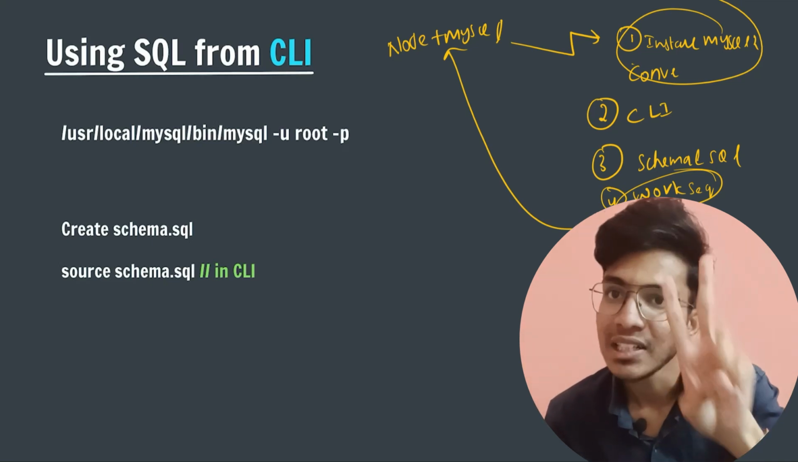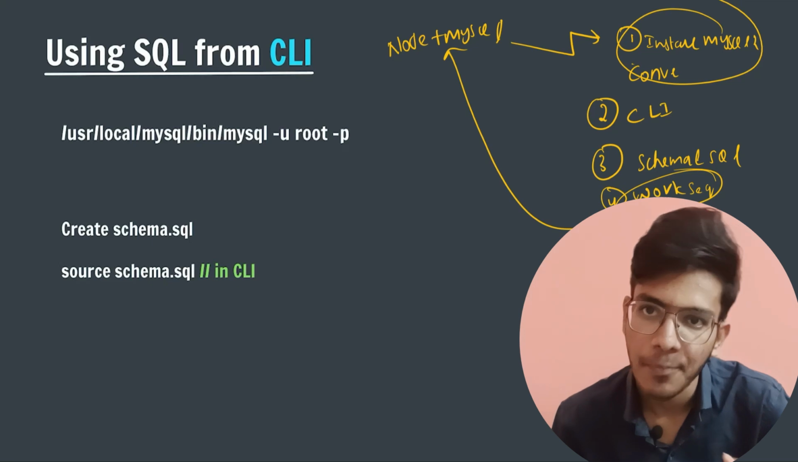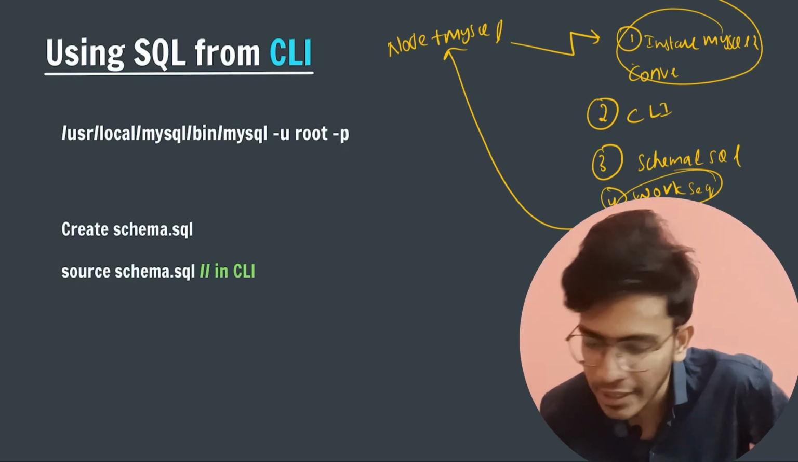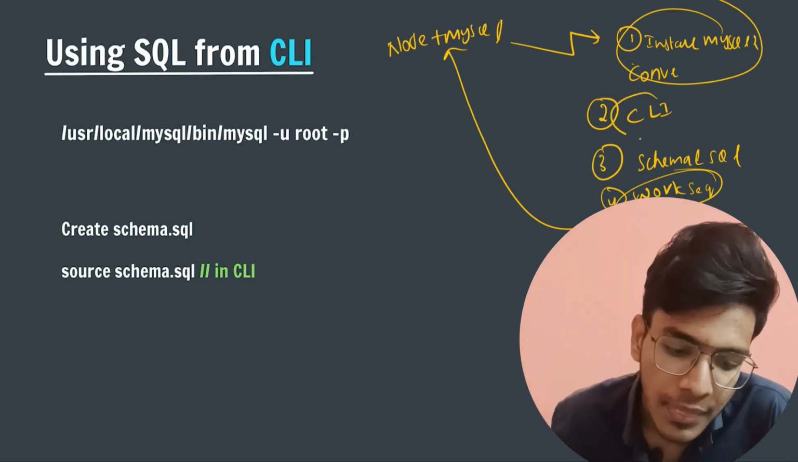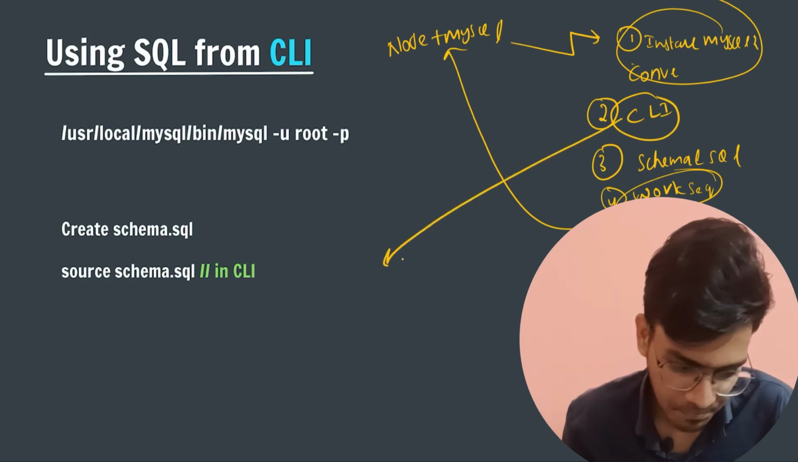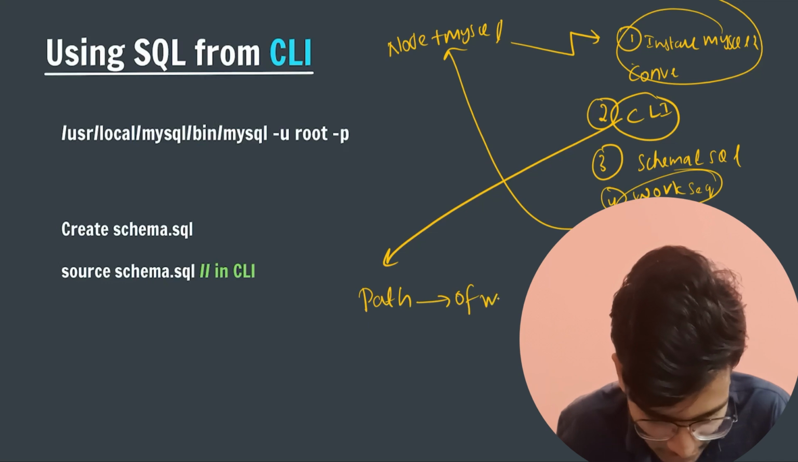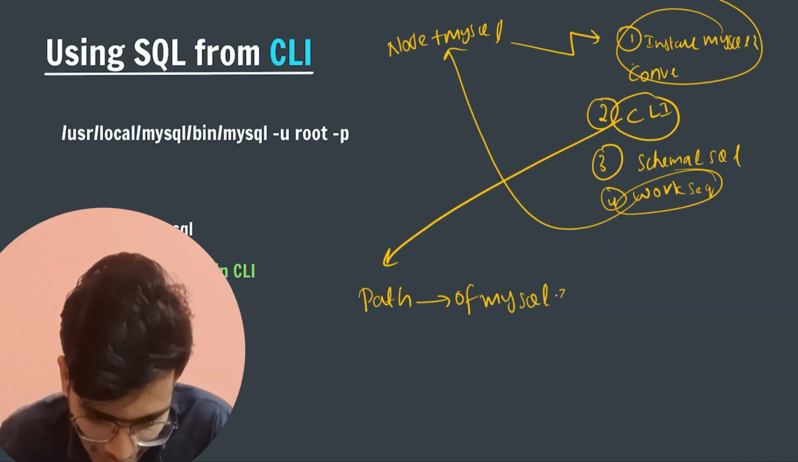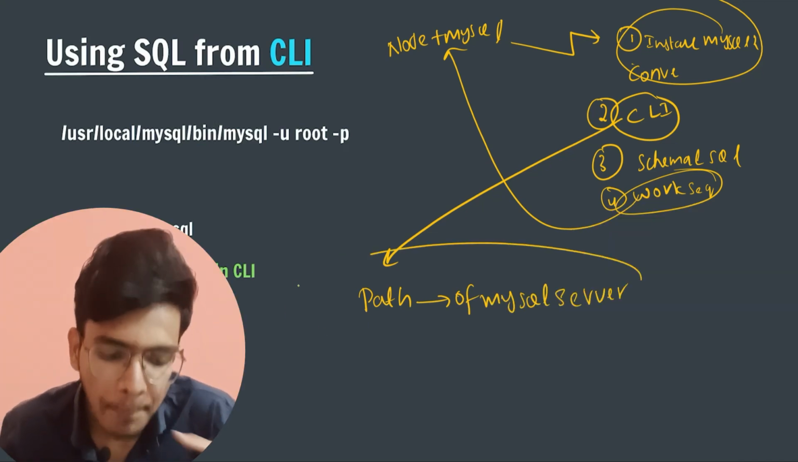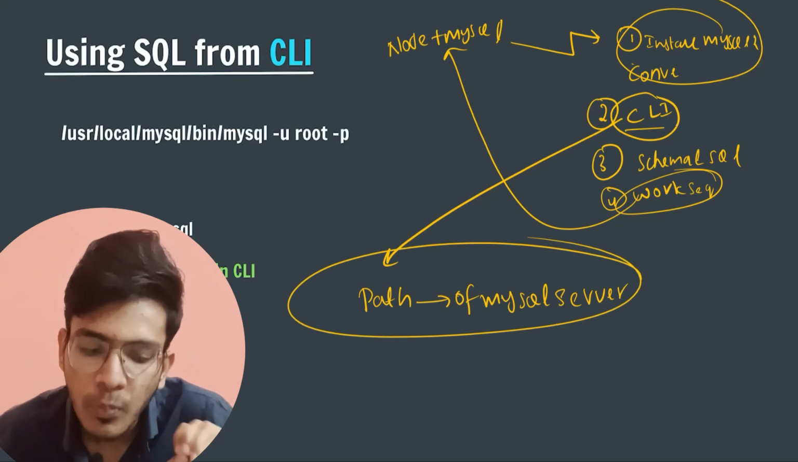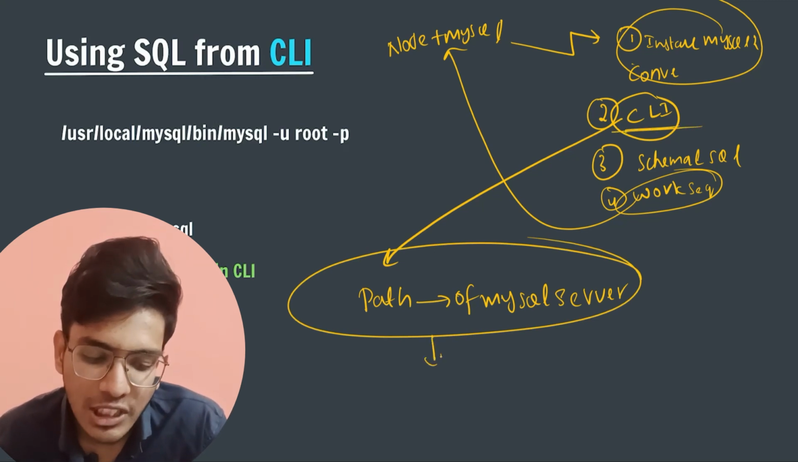This is the first type. The second type is using CLI, the command line interface. In the command line interface, we will give the overall path of our MySQL server, and this CLI will give me the power to access this server within my VS Code.